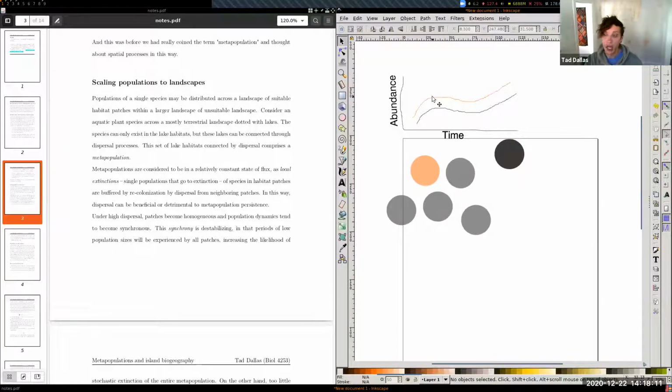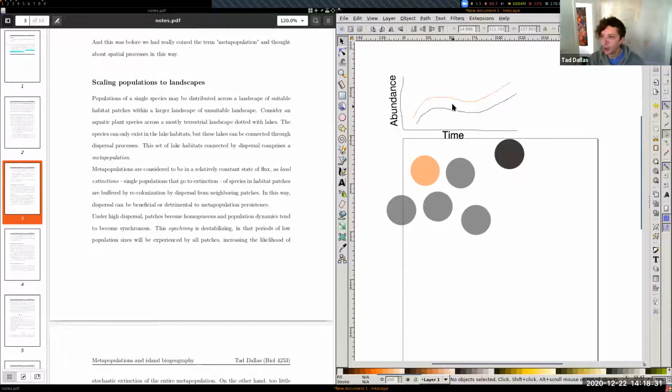Why does this become a problem? First of all, how does this happen? This happens through either shared responses to the environment or the effect of dispersal. When dispersal is very high, the two populations will look very similar because they're both dispersing really high, and it's basically just one sort of panmictic population.